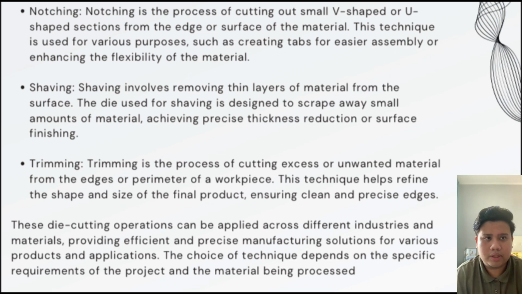The die used for shaving is designed to scrape away a small amount of material, achieving precise thickness reduction or surface finishing. Trimming. Trimming is the process of cutting excess unwanted material from the edge or perimeter of a workpiece. This technique helps refine the shape and size of the final product, ensuring a clean and precise edge.